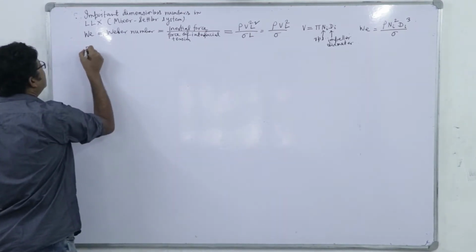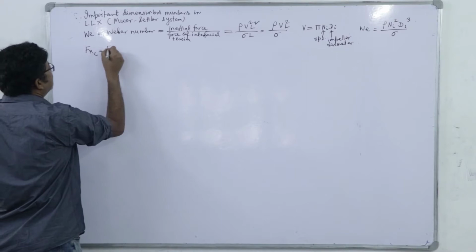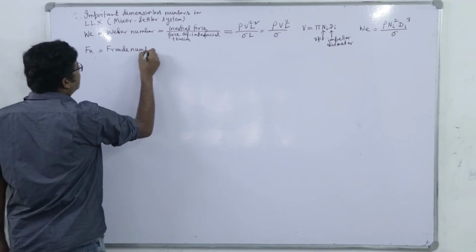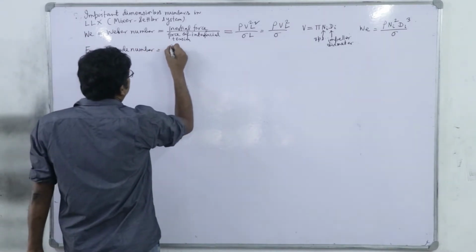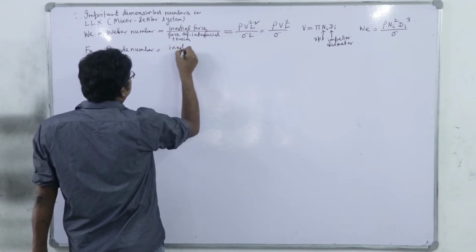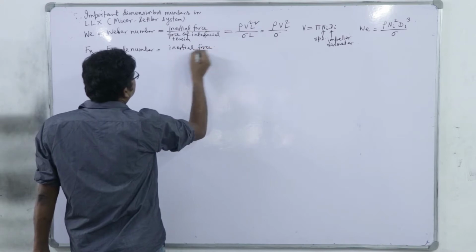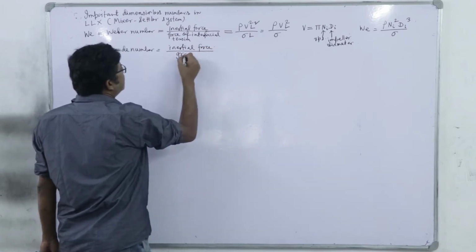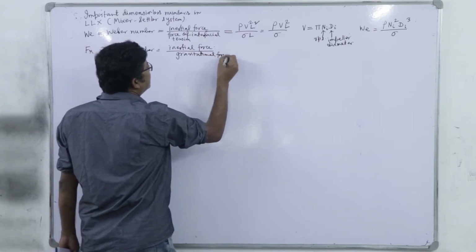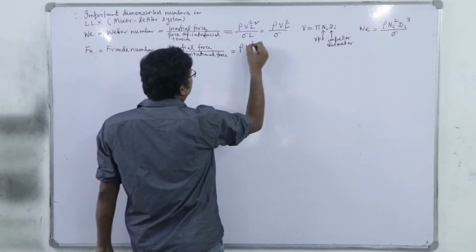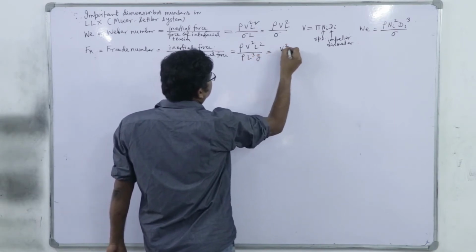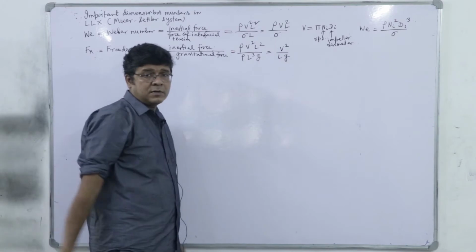Next, Froude number for continuous phase, or Froude number in general. This is inertial force by gravitational force. So, inertial force is again rho V square L square and gravitational force is rho L cube G. So, it is V square divided by L G, that is the Froude number.